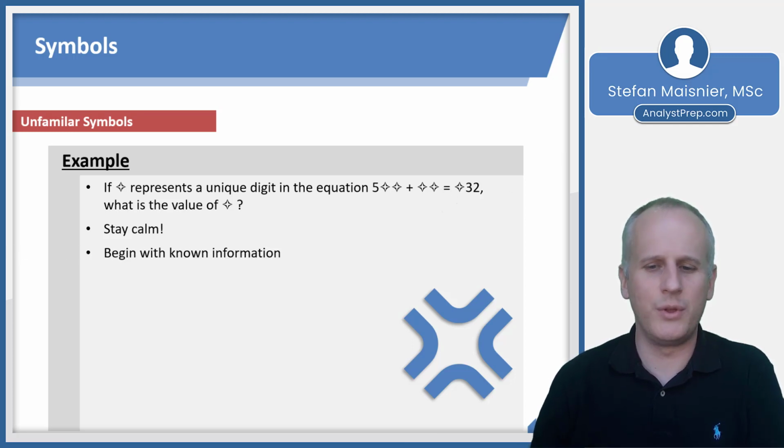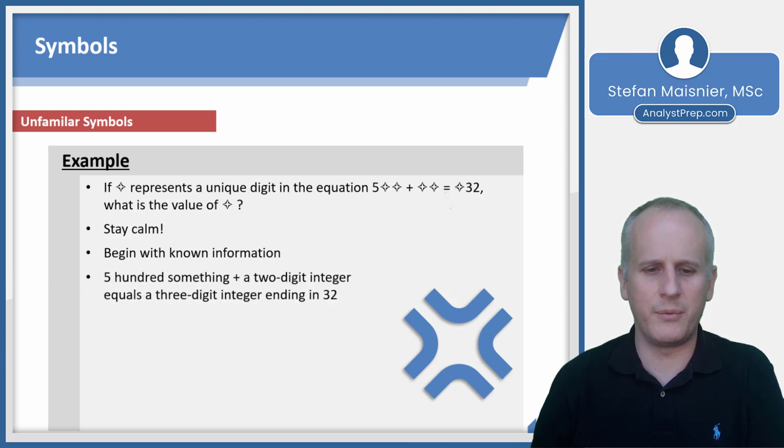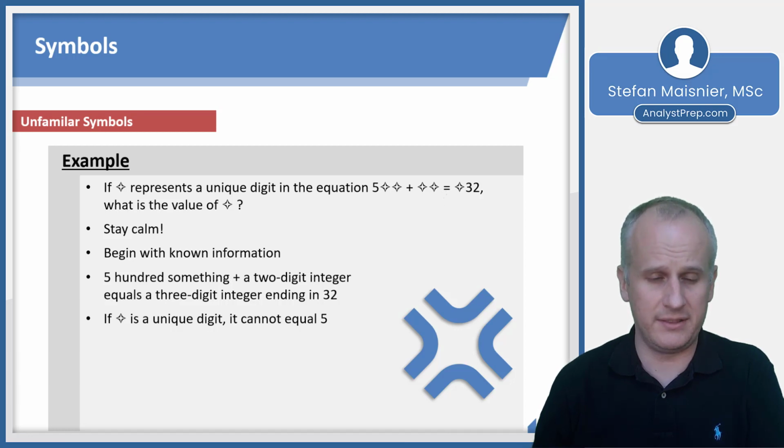Now you want to begin with the known information. So we know that we've got 500 something plus a 2-digit integer is going to equal a 3-digit integer ending in 32. That is given. So then we have to think about what that means. If the diamond is a unique digit, it can't equal 5, because if it's already in the problem, it can't be 5, it can't be 3, it can't be 2, because we're told that it's unique.